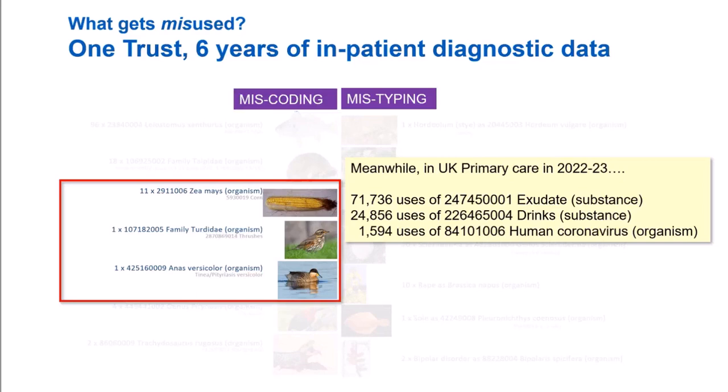And the last one down, 1600 uses of the code for human coronavirus, which is the parent of, in SNOMED's taxonomy, all coronaviridae, including those that cause a common cold. We might guess that they mean COVID, but that's not what they put in. So that's a near miss, but it affects counting of stuff. And that might be all in one practice. So it's not like it's evenly spread out across the country.